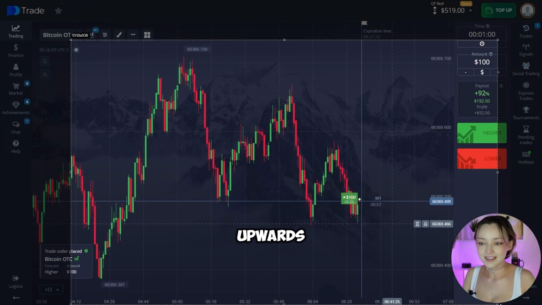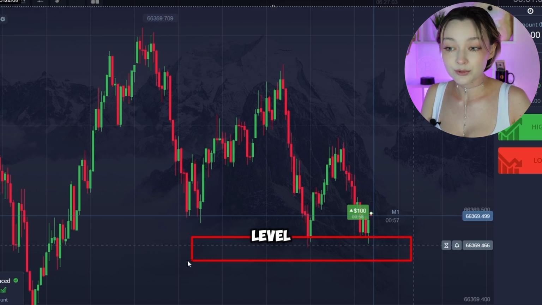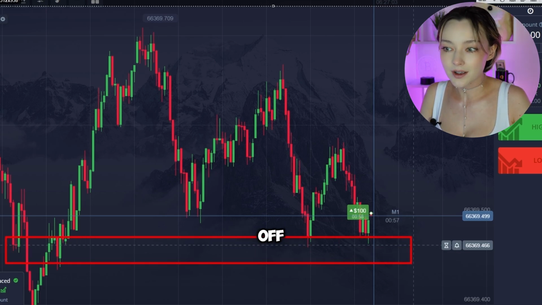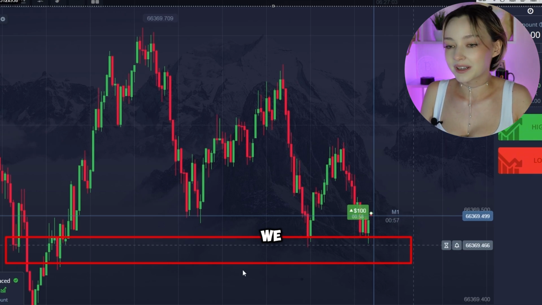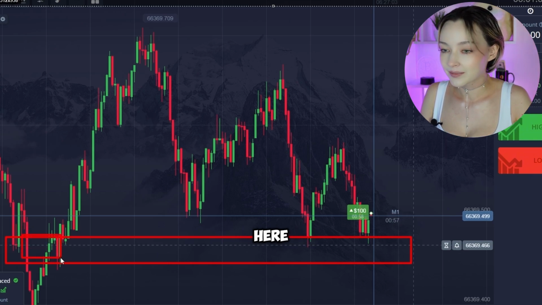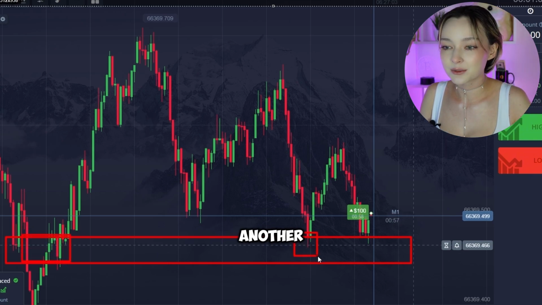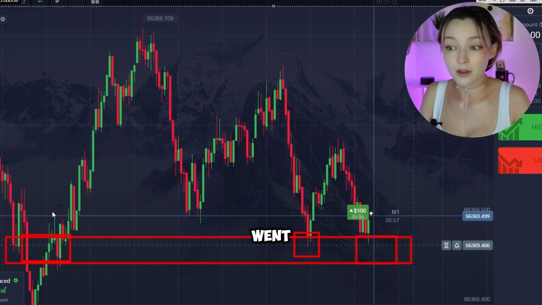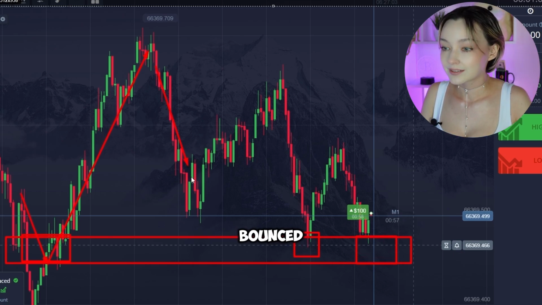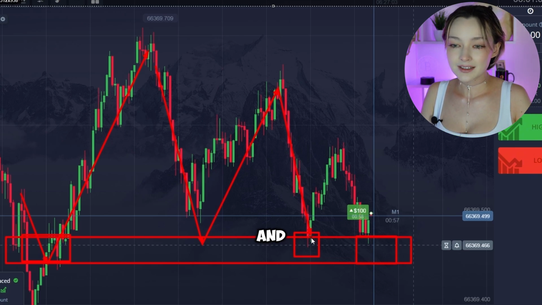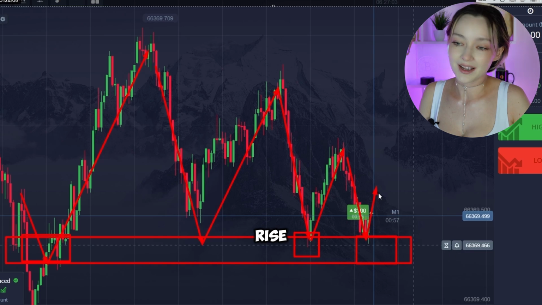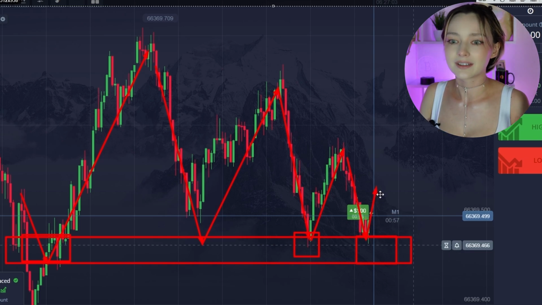Let's find another trading case. Placing the trade upwards, there's a support level right here. The price bounced off of it quite often. We can see a pullback right here. Let's see, another one here. The price went up, bounced right here, and here just as well. So we're waiting for the price to rise a bit. Even a tiny growth will get us a profit.